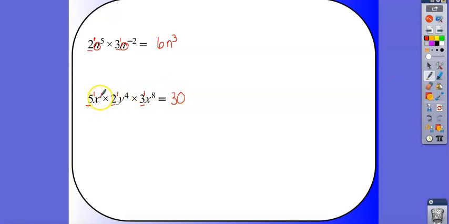I have an x to the 1. No x's here. Here's my x to the 8th. I am going to add the 1 and the 8 and get x to the 9th. Now I'm going to go back and look, I have that y to the 4th. It's right there. And you cannot combine those. They're not like terms. Remember, to have like terms has to be the same base and the exact same power. But those are different.